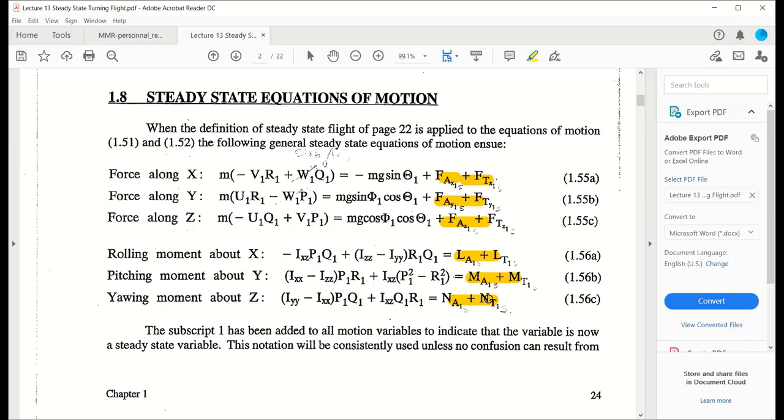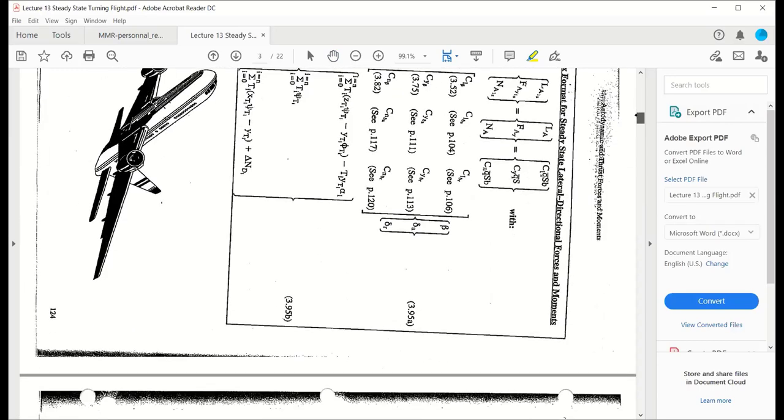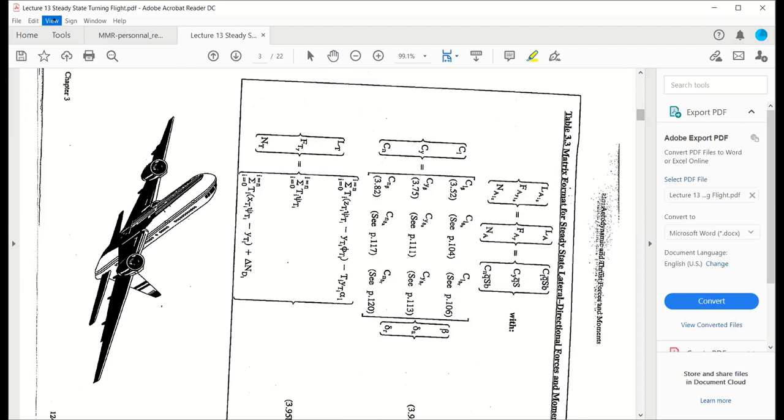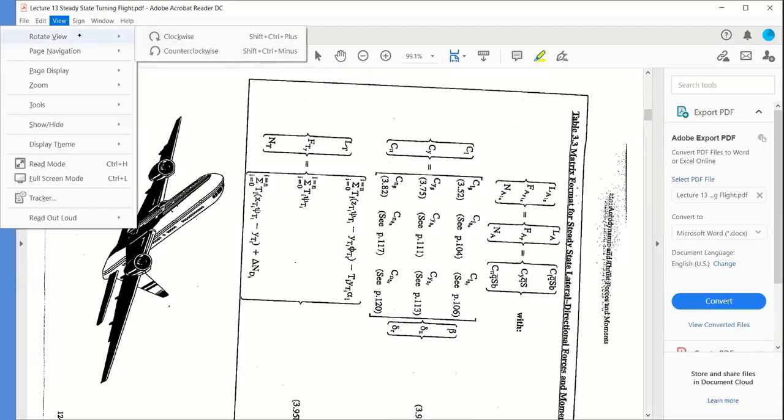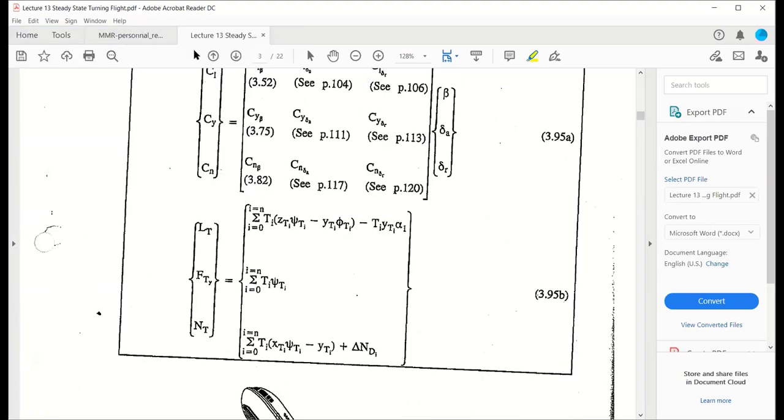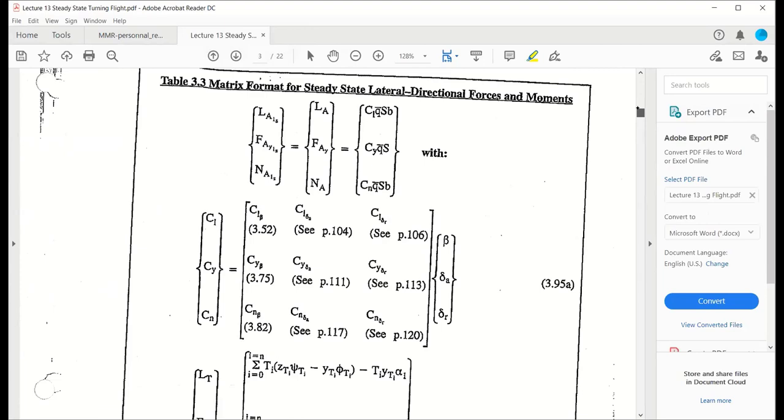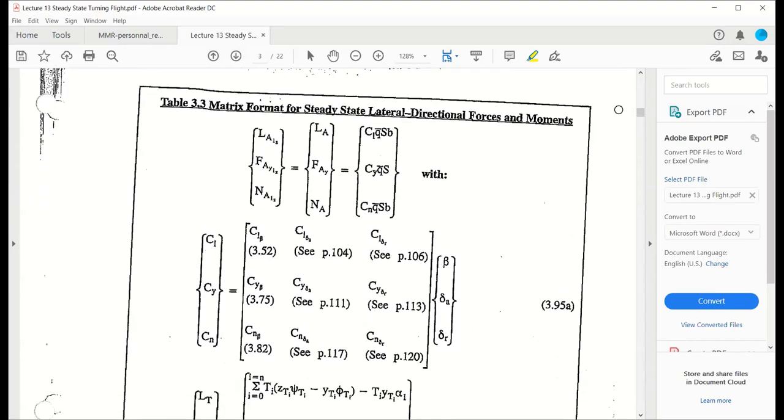And again, we'll split them up into the longitudinal XZ and pitching moment equations, and then the lateral Y, roll, and yawing moment equations. So we'll need these force and moment equations here. So here's the lateral direction.